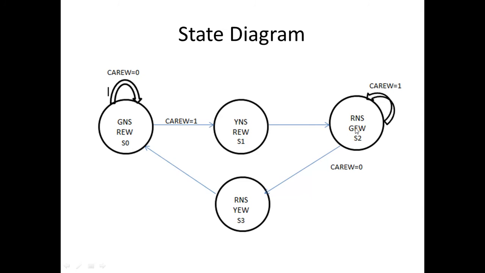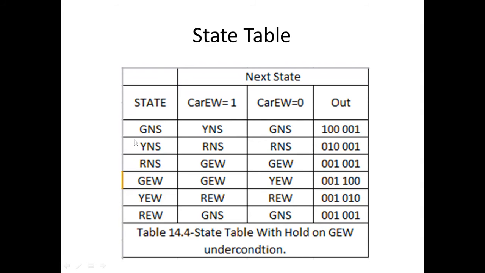And as soon as that car leaves and there are no more cars left, it's going to change east-west green to yellow, and then to red again. So here's the state table that shows the same thing. I'm going to show you the VHDL code for this now.